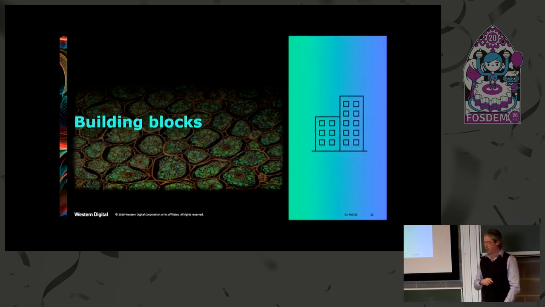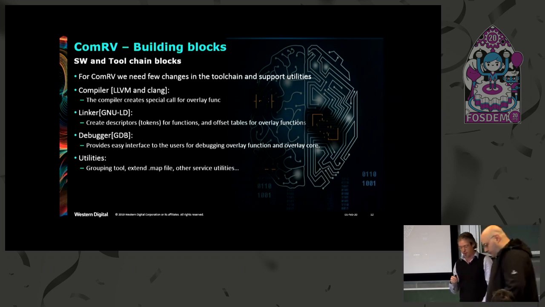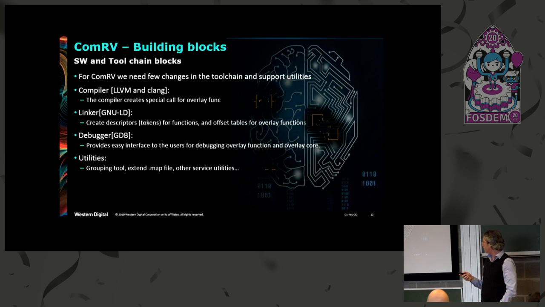These are the building blocks we needed for this tool to work. With our collaborator from Embecosm, we made a lot of changes to the toolchain. As a compiler, we chose LLVM with Clang as a frontend. The compiler will create special calls for the overlay functions, as we saw earlier. For the linker, we chose GNU LD, with a few changes around the BFD, creating descriptors, tokens for functions, and an offset table for overlay functions. Those tokens and tables are used by the engine itself at runtime.